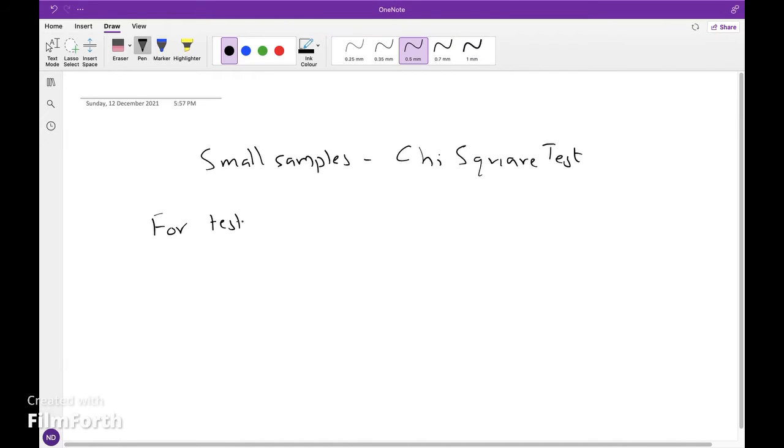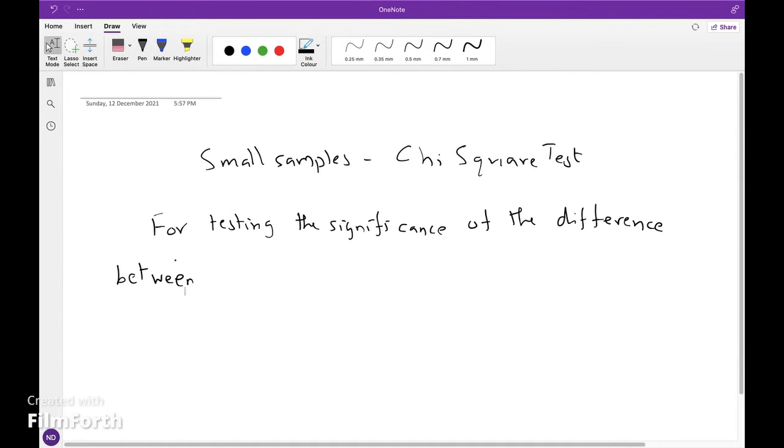For testing the significance of the difference between observed and expected frequencies under the null hypothesis.